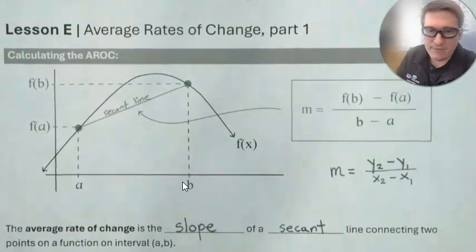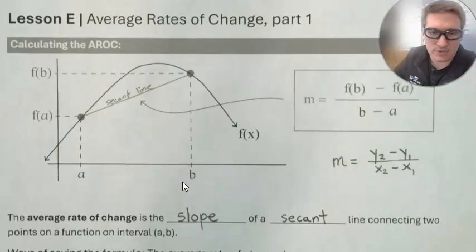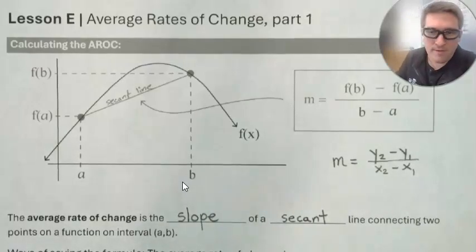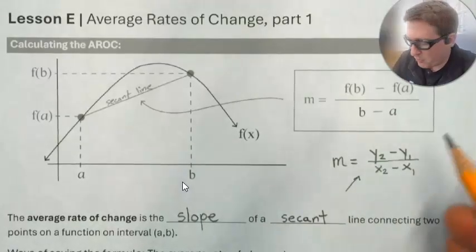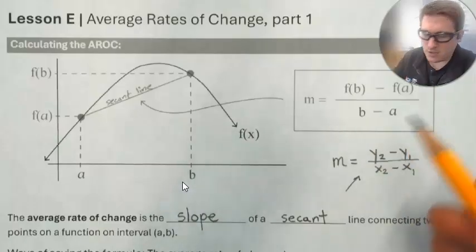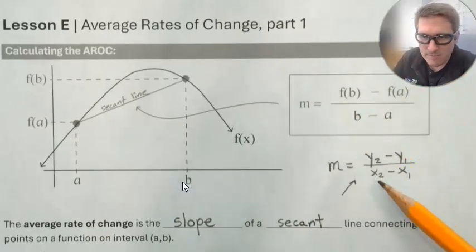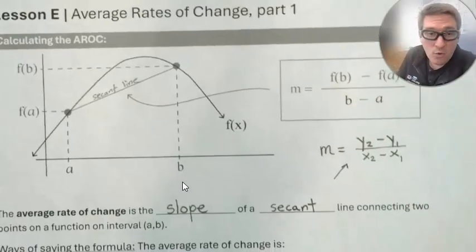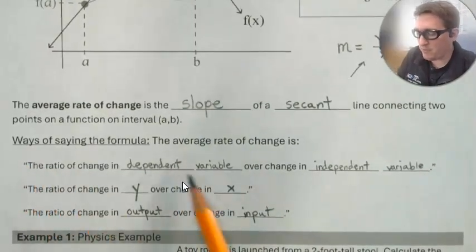So, the average rate of change is the slope of a secant line connecting 2 points on a function in interval a through b. You can also use the formula you learned in Algebra 1 to calculate the slope of that line. You can use the fancy Precalculus version up here, or the one you learned in Algebra 1, or you just memorize these phrases, right? There's multiple ways of saying the formula.